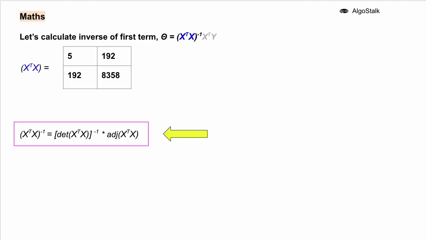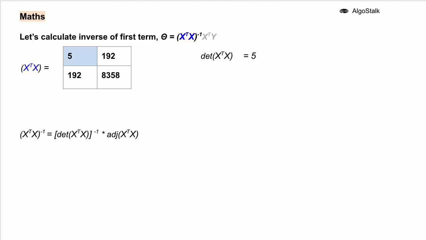Now that we have our xtx matrix, the next step is to find its inverse. We use the formula for the inverse of a matrix, which involves two key components: the determinant of xtx, which gives us a scalar value, and the adjugate of xtx, which is the transpose of the cofactor matrix. This means we first calculate the determinant of the xtx matrix, then find the adjugate and multiply these to get the inverse. With this inverse matrix, we are one step closer to solving our normal equation and finding our optimal coefficients.